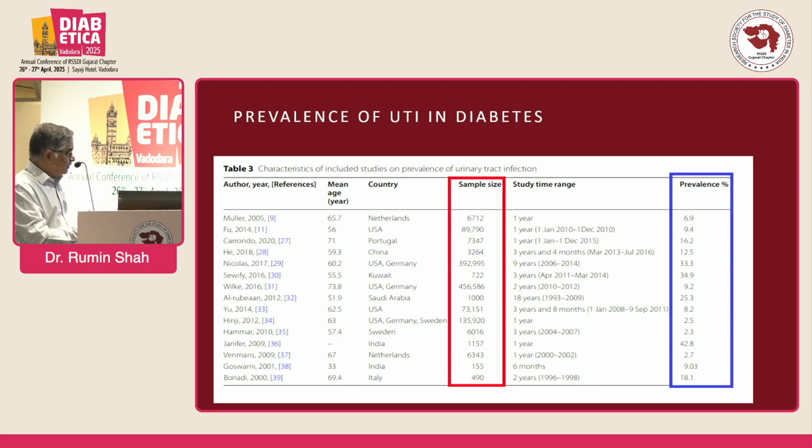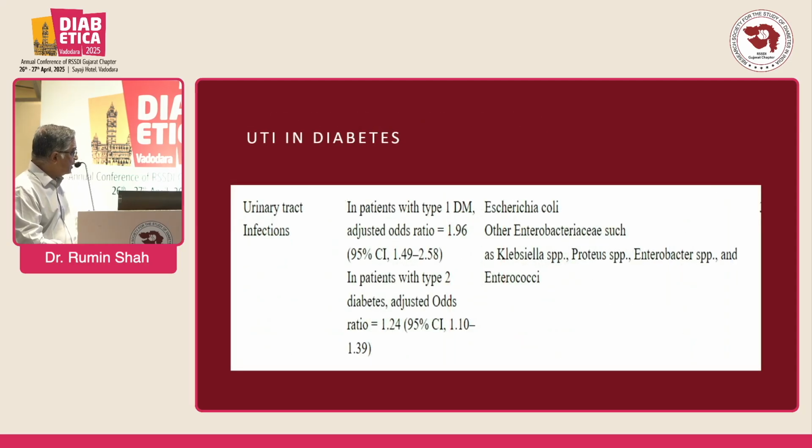This is a study, a multi-centric study. And if you look at the prevalence, it is anywhere between 6 to 33% in various patients of diabetes. This is multi-centric. If you have to summarize, the odds ratio in type 2 diabetes, which is what we are going to deal with day in, day out, is 1.24. So 24% more chance of a type 2 diabetic to develop UTI.